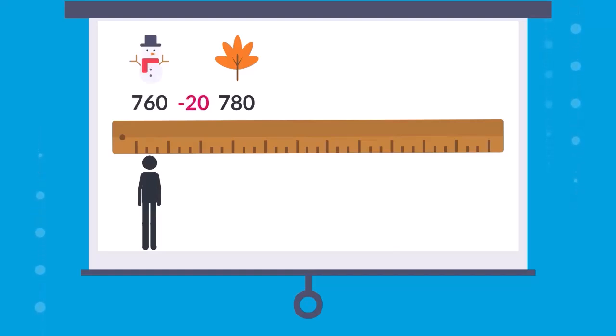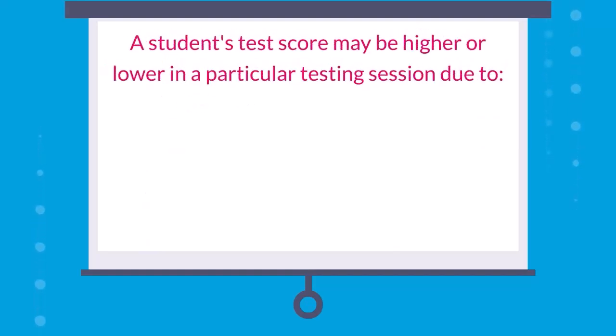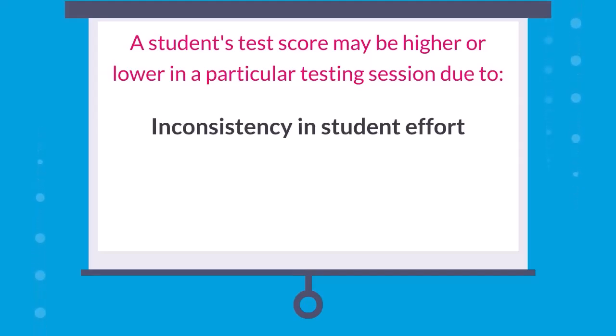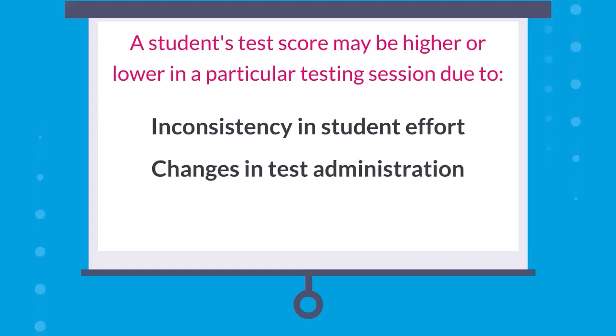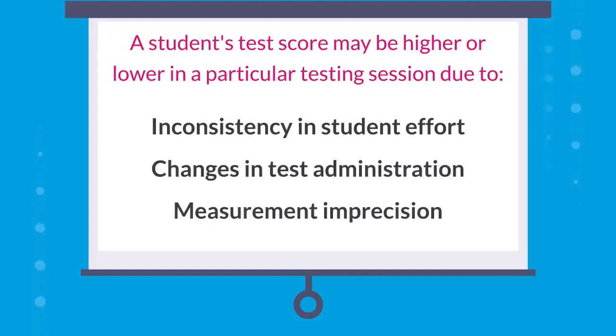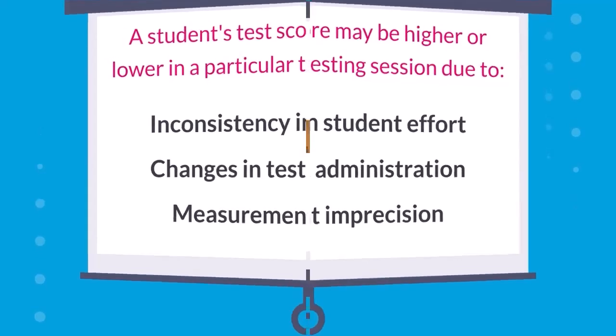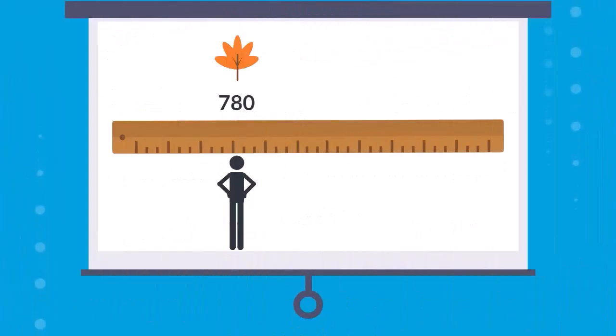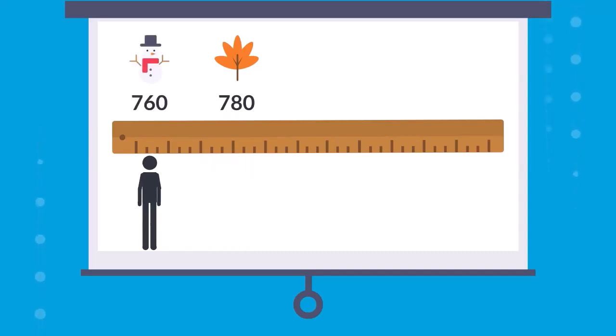Keep in mind that a student's test score may be higher or lower in a particular testing session due to inconsistency in student effort, changes in how the test was administered, or measurement imprecision quantified by the standard error of measurement. Check out one of our other assessment literacy videos for more on that. For example, a student may have increased in ability over several months of learning, but received a lower score in the later testing session if they were particularly tired that day. In this case, the student's growth would look like less than it actually is.